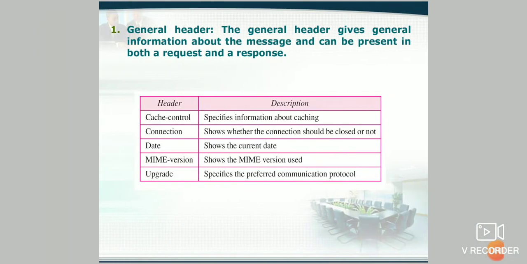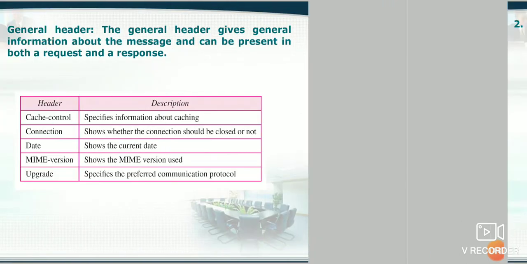Like the general header, the general header gives general information about the message and can be presented in both a request and a response message. So the general header works in both request and response messages, and the headers are like cache control, connection, date, MIME version, and upgrade. This is the general information, and it is put in both request and response messages.